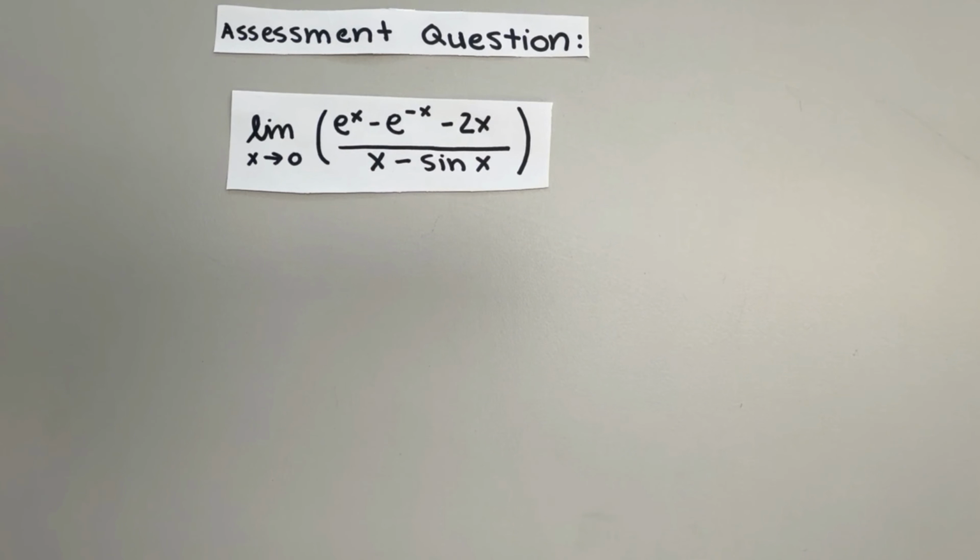To wrap things up, we have one final assessment question for you to test your understanding. Try evaluating the limit as x approaches 0 of e to the x minus e to the negative x minus 2x over quantity x minus sine x.